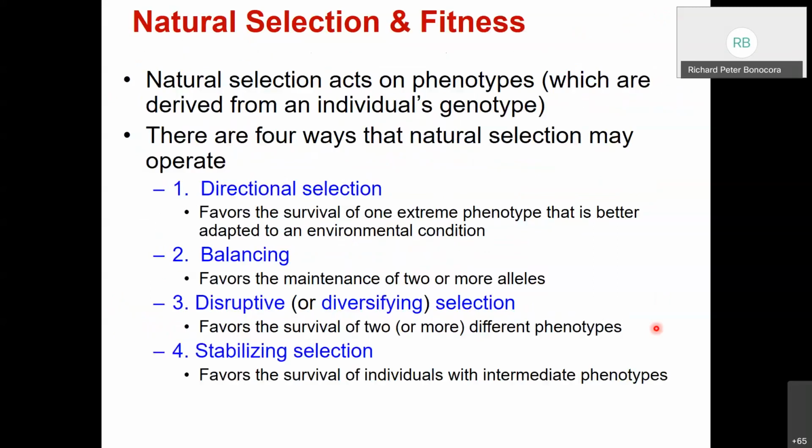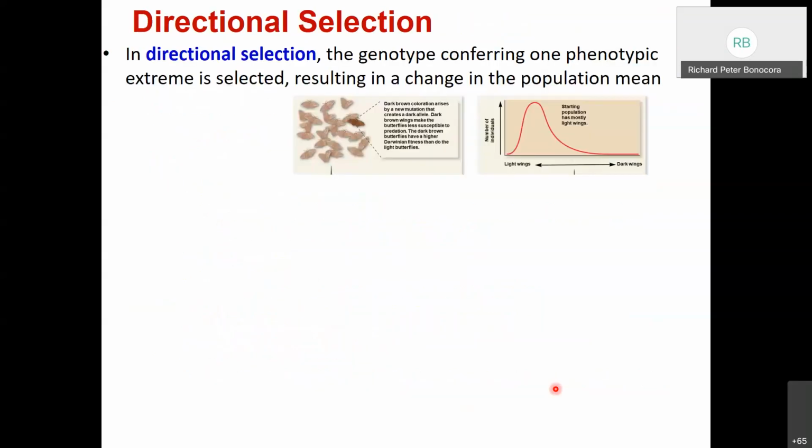We're going to talk about some different kinds of natural selection: directional selection, balancing selection, disruptive or diversifying selection, and stabilizing selection. Okay, so let's start with directional selection. In directional selection, a genotype that gives a particular phenotype is selected, resulting in a change in the average of this in the population.